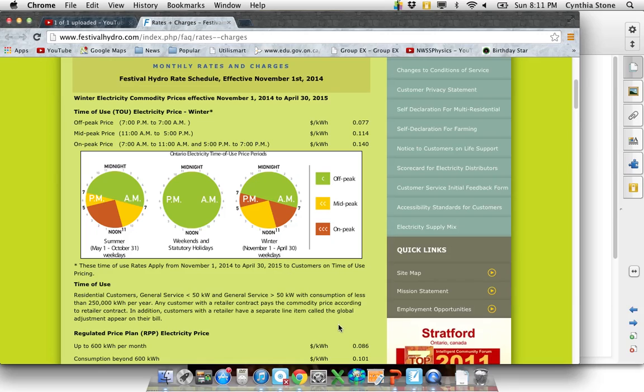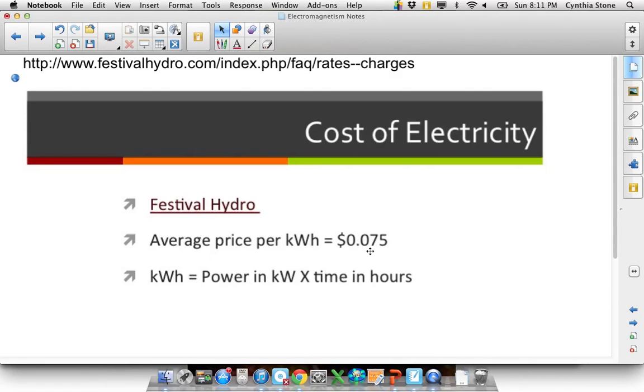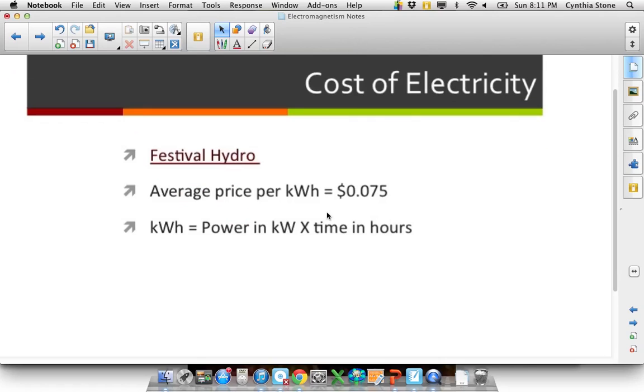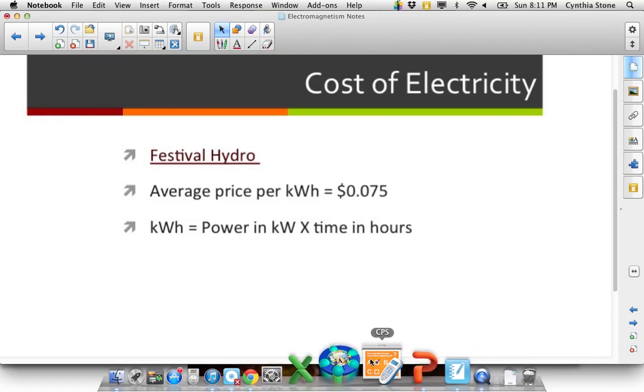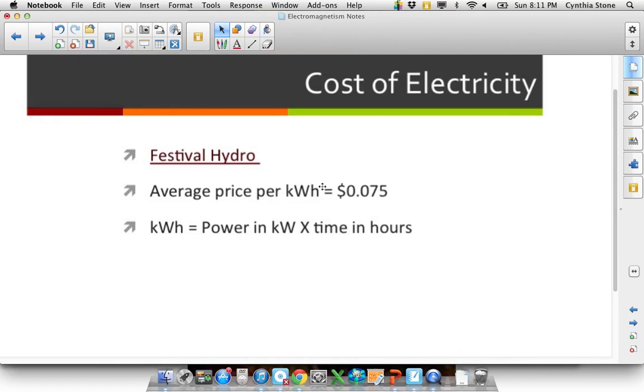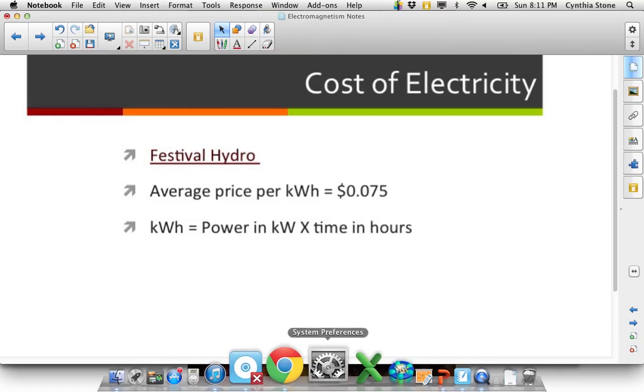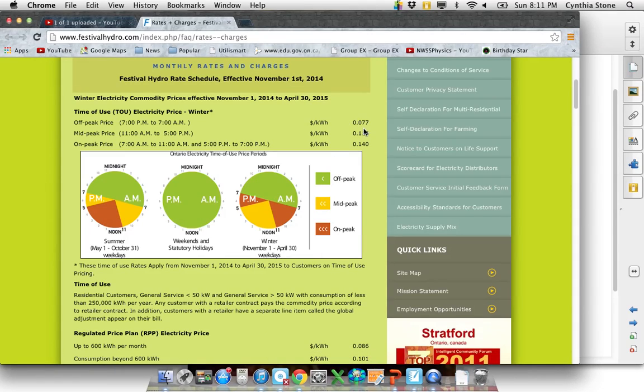For the equations in the samples that I do, we're using 0.075, which is an indicator of how long ago I made up this little slide, because even I said average was 0.075. You can see it's significantly higher than that now. The lowest price is 0.077. When I taught my first grade 11 physics class, it was 0.55, the constant price all the time. That gives you an idea how much more we pay for electricity than we used to.